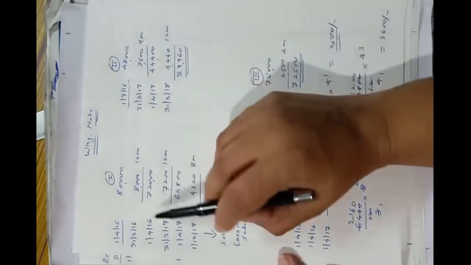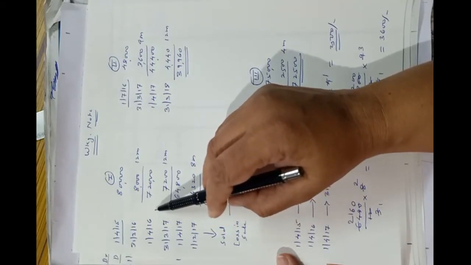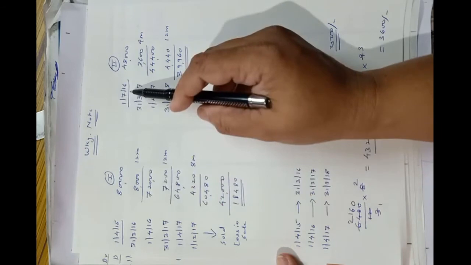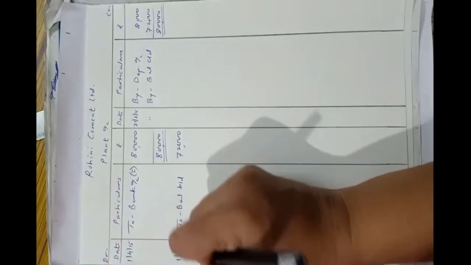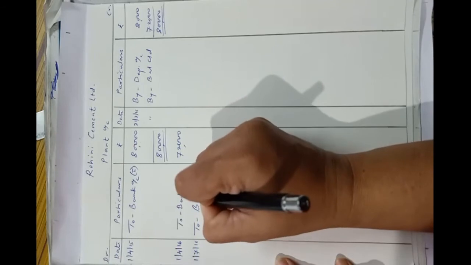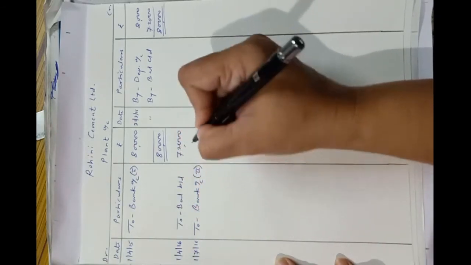Now, the year started in April 16. April, May, June, July, August. On 1st July 16 they have purchased a second machinery. So on 1st July 16, to bank account, second machinery purchased for rupees 48,000.